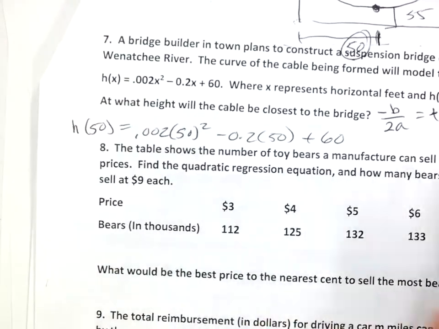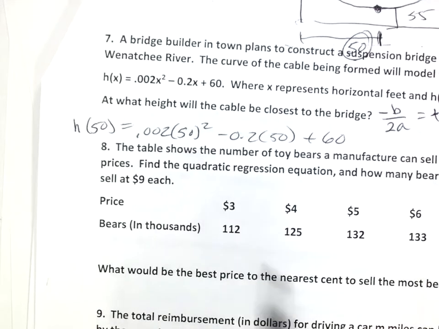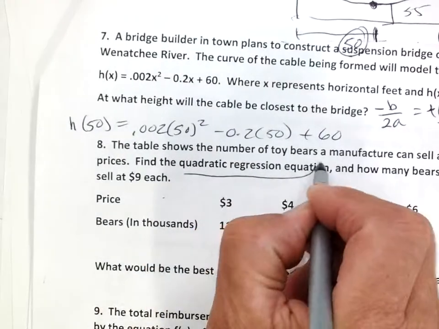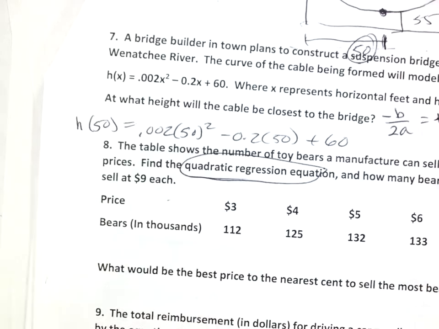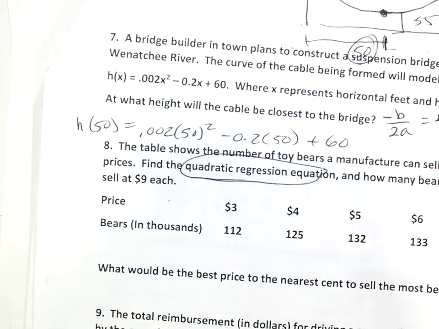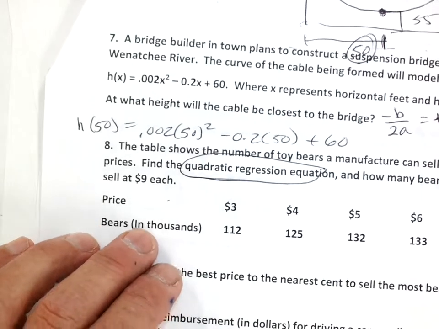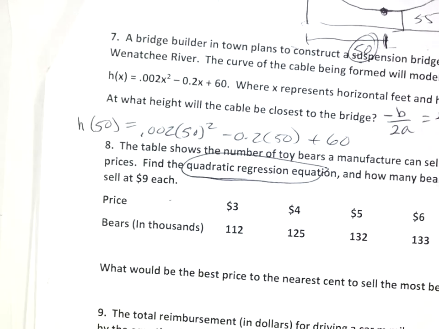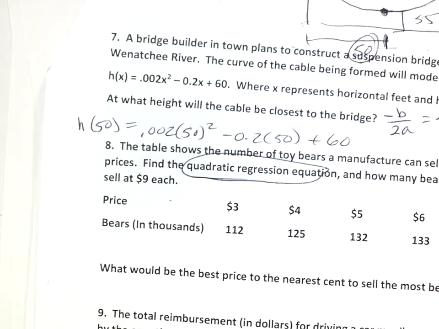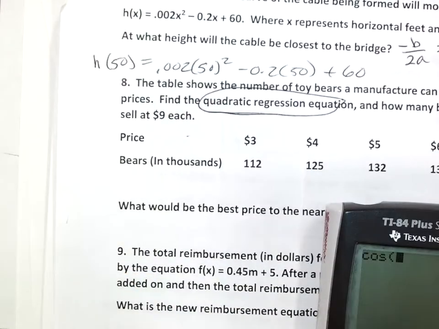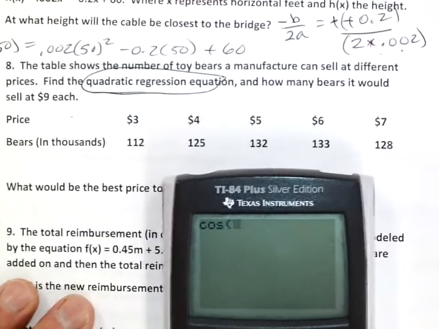Table shows toy bears manufacturers can sell at different prices. The quadratic regression. Hopefully you guys have one of these, because you're going to need a quadratic regression calculator. I'll use my calculator, but I'll use my phone to see if you guys get an app. I'll show you how the calculator works if you ever get one of these nice calculators.